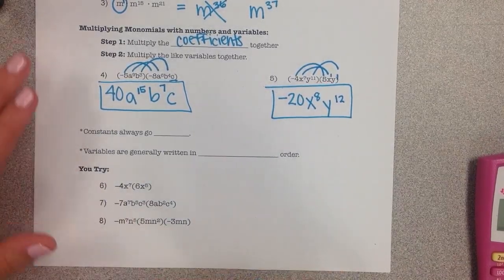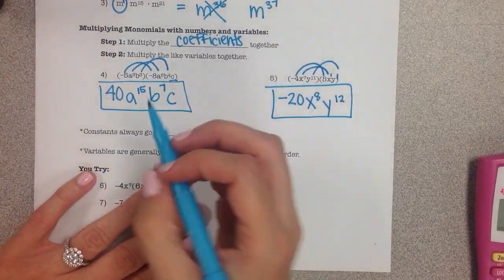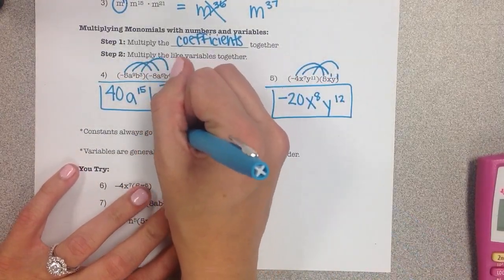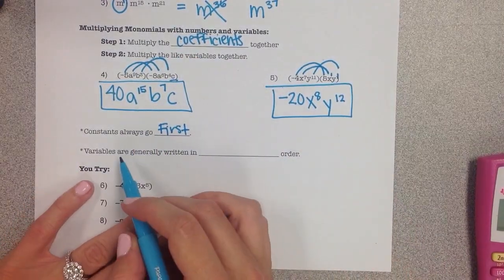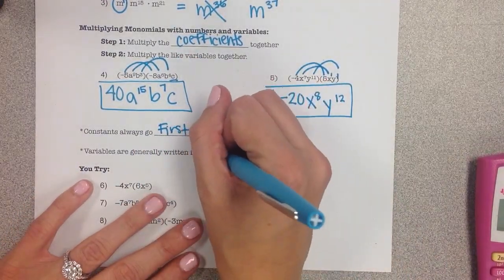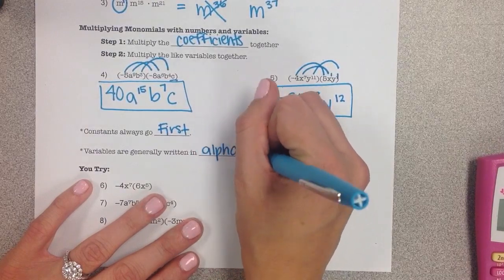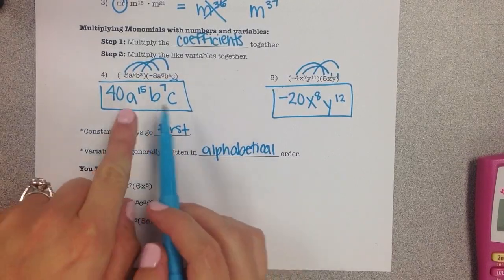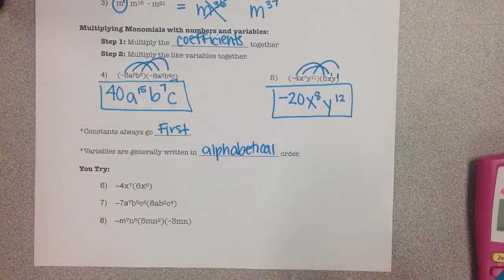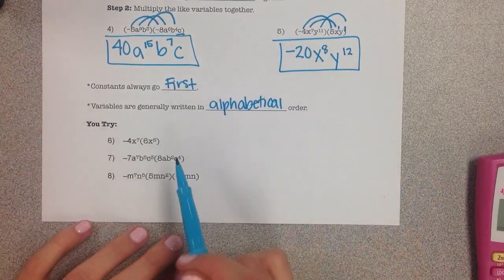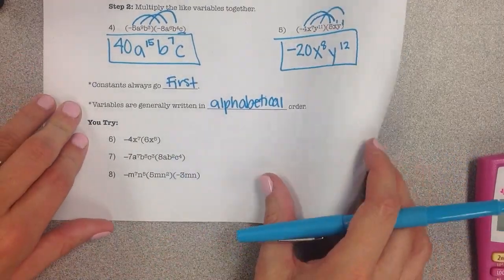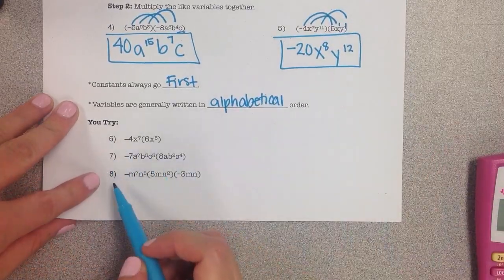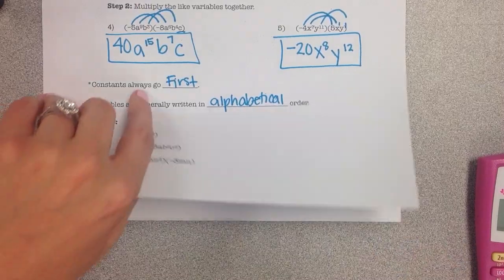One thing to remember when doing this, the proper way to write this is with constants, really coefficients, always going first, right? They're the coefficients there. And variables are generally written in alphabetical order. Okay, if you want to make sure that your answers are correct, you should be going in alphabetical order. That's the proper way to write it. So what I would like you to do is to try these Try-Its on your own, 6, 7, and 8. We'll come back and check those in the end.